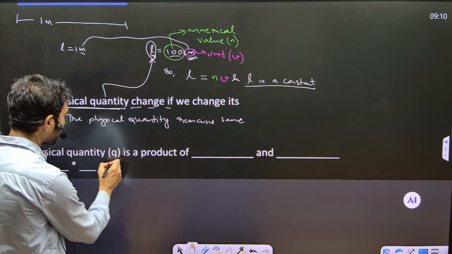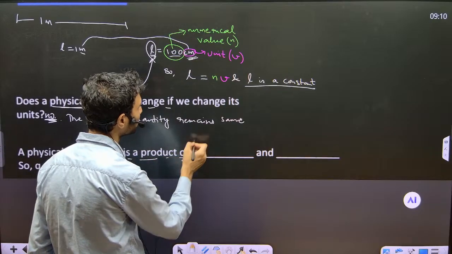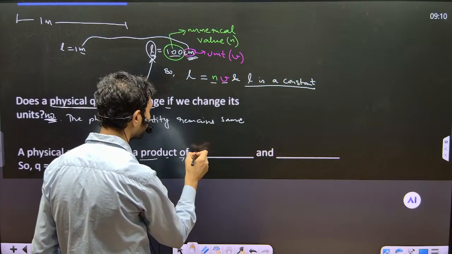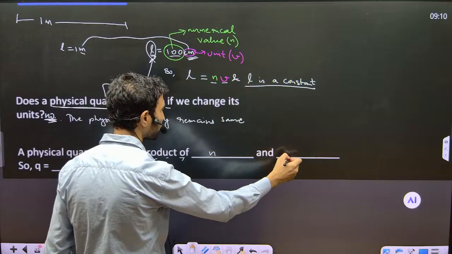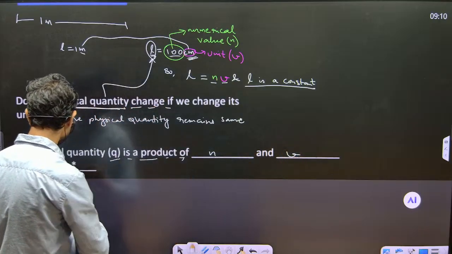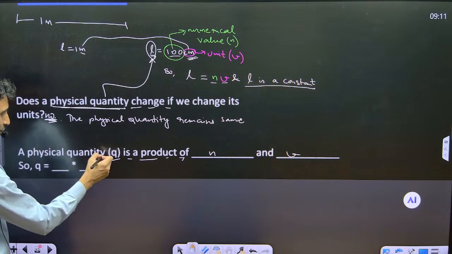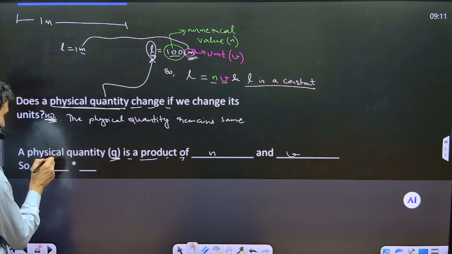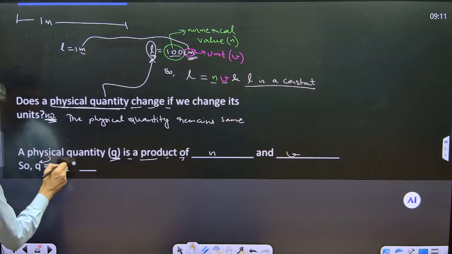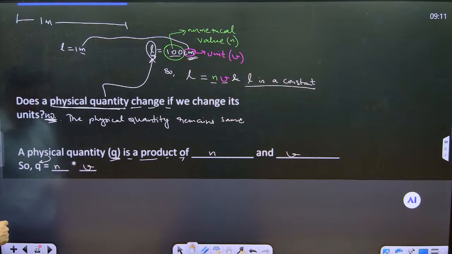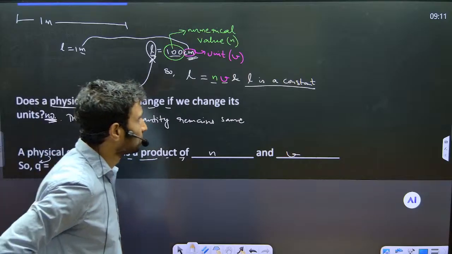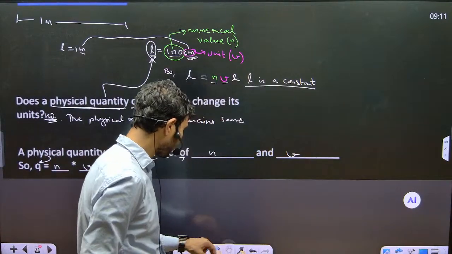And a physical quantity is a product of what? Product of N and U. Physical quantity I am denoting by the letter Q, let's say. So Q can be written as N into U. Right? So take this all down.